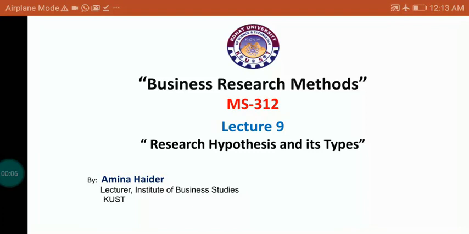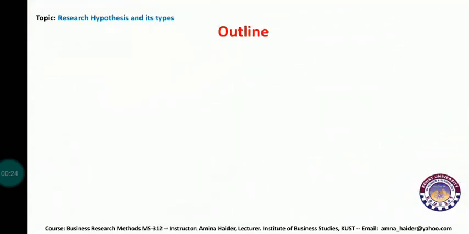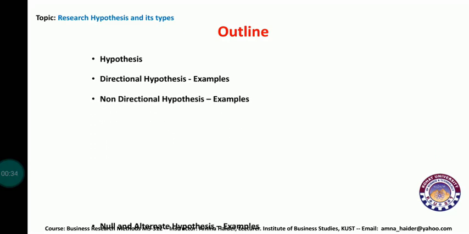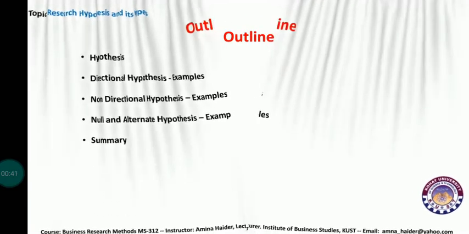I'm here with yet another screencast of the course titled Business Research Method. This is lecture number 9 and today's topic is research hypothesis and its types. The topics that we are going to cover in today's lecture are definition of a hypothesis, directional hypothesis, non-directional hypothesis, null and alternate hypothesis, and in the end we are going to summarize our topics.